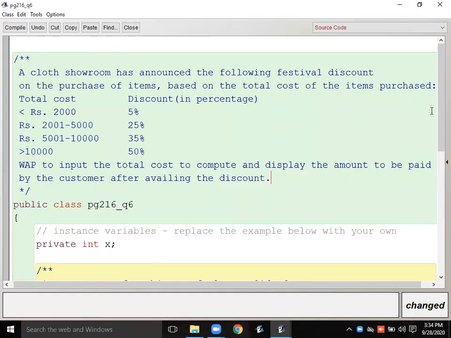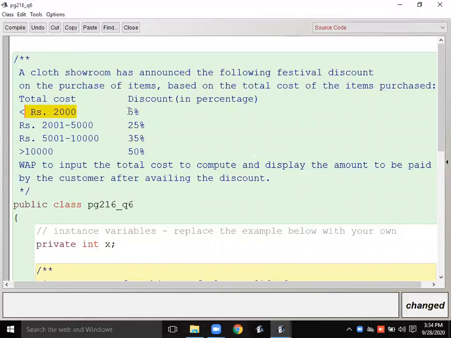Yes, our today's program is: a cloth showroom has announced the following festival discount on the purchase of items based on the total cost of the item purchased. Okay, means whatever total cost is given, according to that they have given the discount. So what is the total cost?